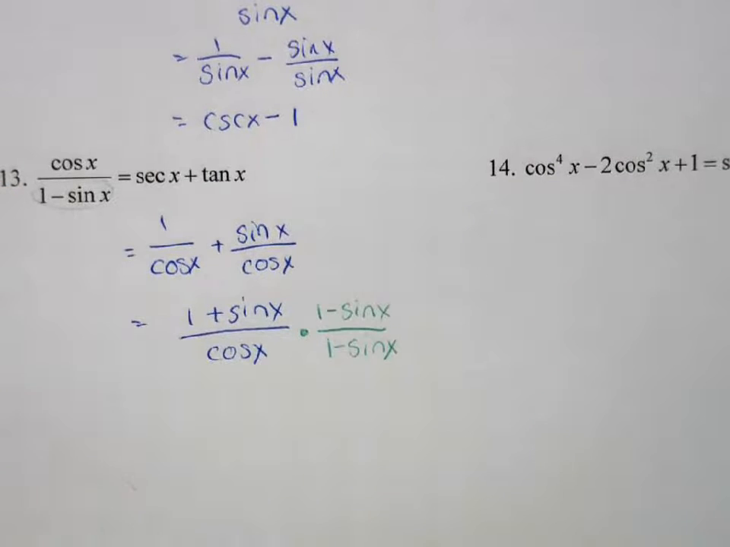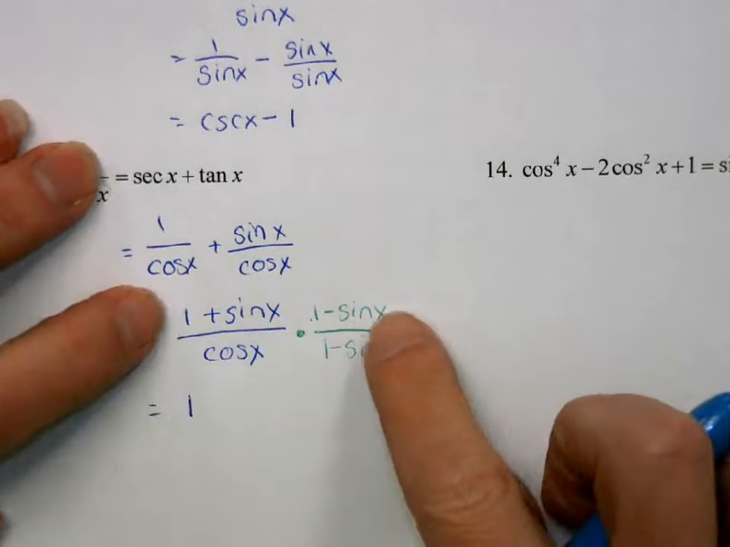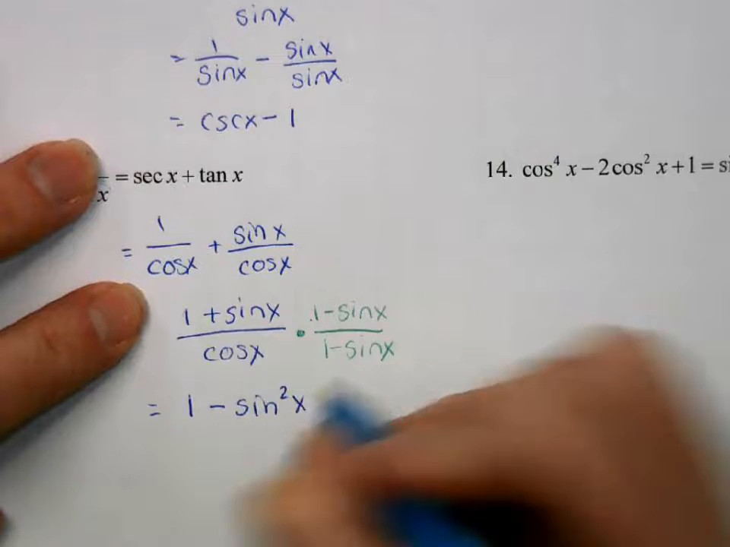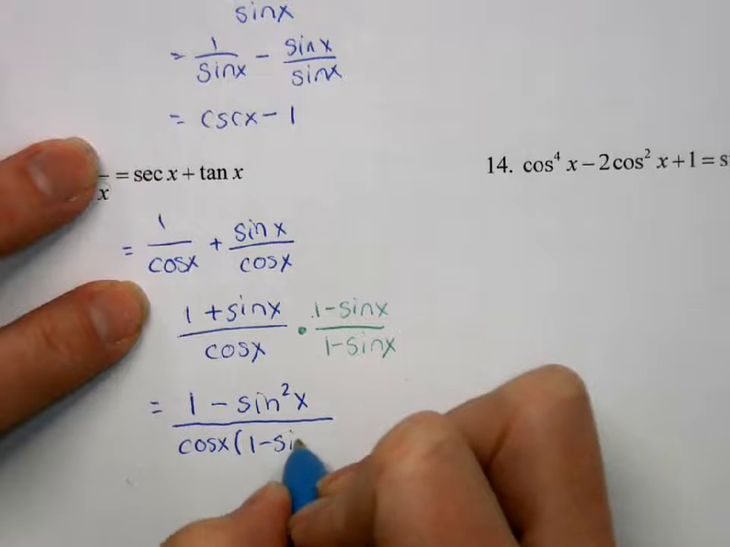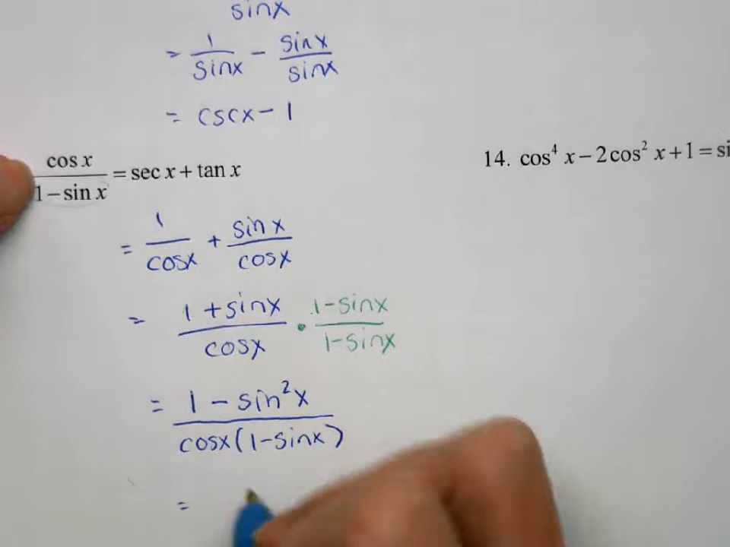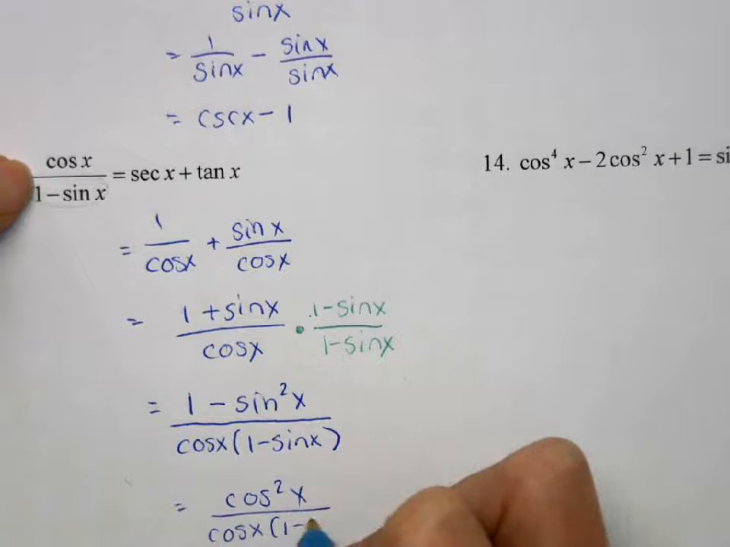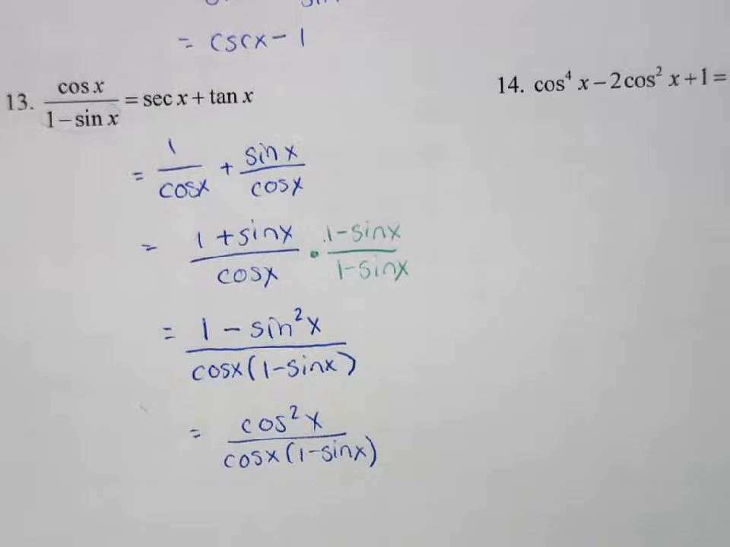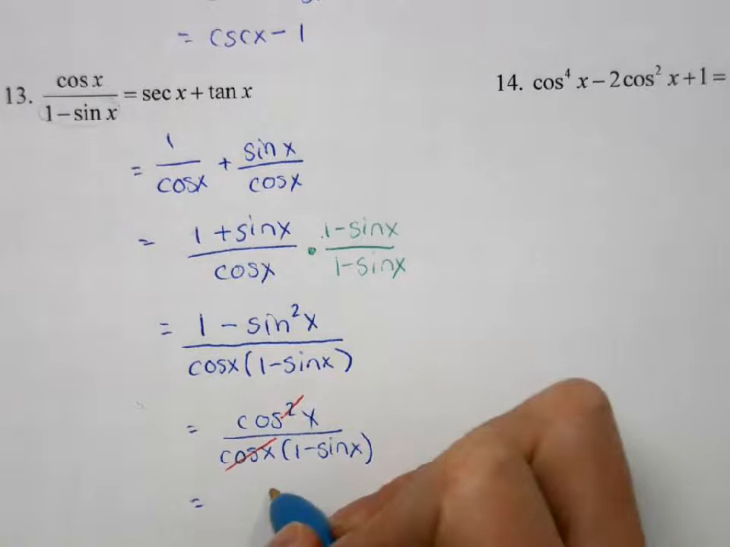Foil the numerator, so we're going to have 1 times 1 is 1, minus sine, and then a plus sine, so the middles will go away, and we just have sine squared over cosine of x, 1 minus sine of x. Okay, well, I'm trying to arrive at this. 1 minus sine squared is cosine squared. Okay, and then the cosines do cancel. So 1 cosine there and there. So what I'm left with is exactly what I'm looking for, cosine of x over 1 minus sine of x.